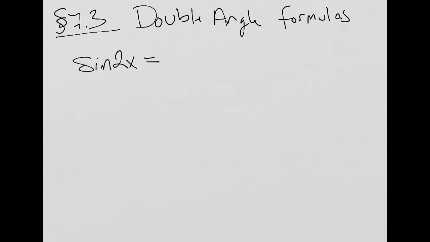Now these work great because you can start with the addition formulas that we covered in an earlier section, and by letting the two numbers in the addition formulas be equal to each other, you get the double angle formulas immediately. And so sine of 2x ends up being 2 sine x cosine x. So now you just need to know the sine and the cosine of one angle, and you can find the sine of double that particular angle.